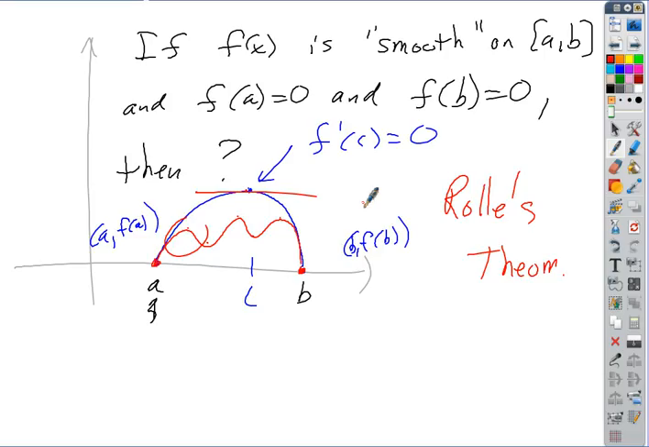Now notice that the secant line connecting points A and B is also horizontal, right? So one thing we found is that it's interesting to know there has to be a turning point, but it's not coincidental that the secant line and the tangent line are parallel. They have the same slope at that point, right?